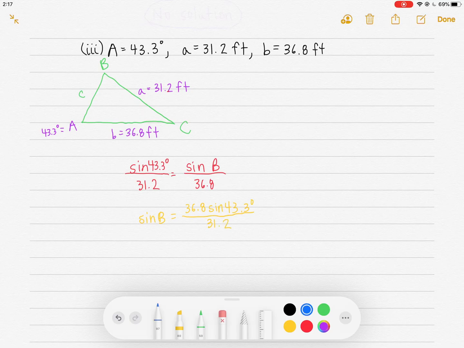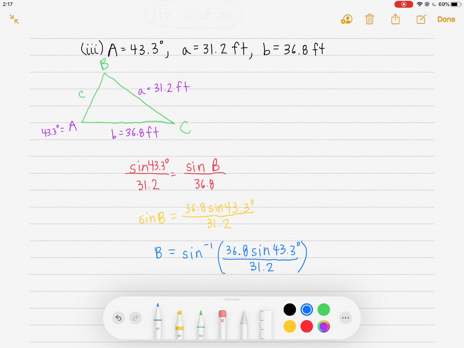Again, who takes a number, spits out angles. Our B is going to equal sine inverse of 36.8 sine of 43.3 degrees divided by 31.2. And we type that in our calculator.